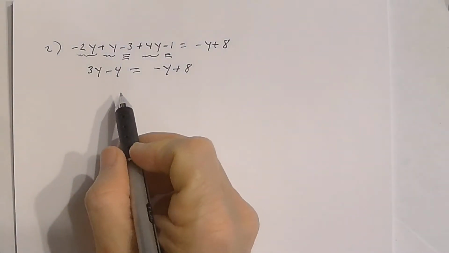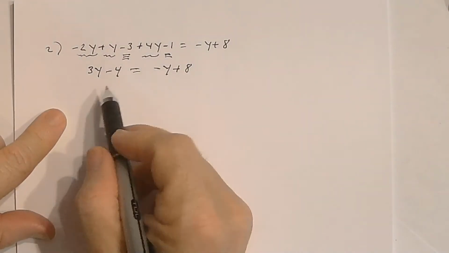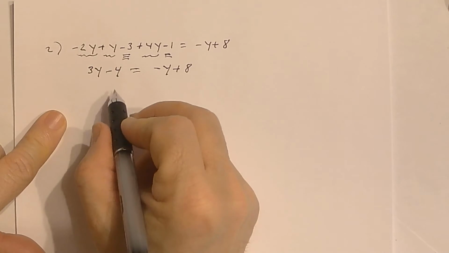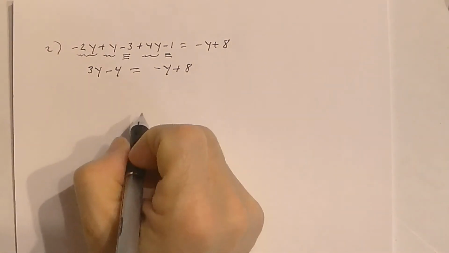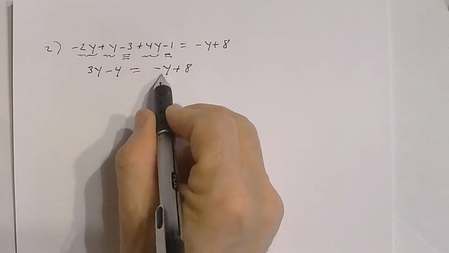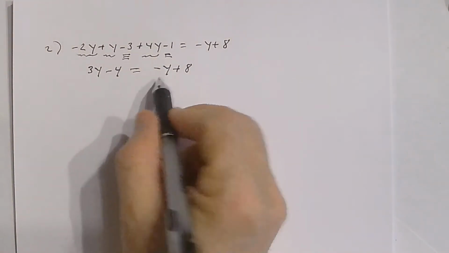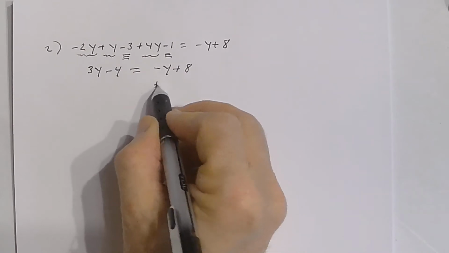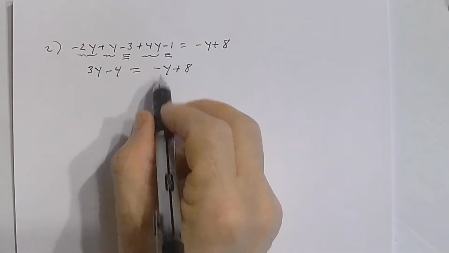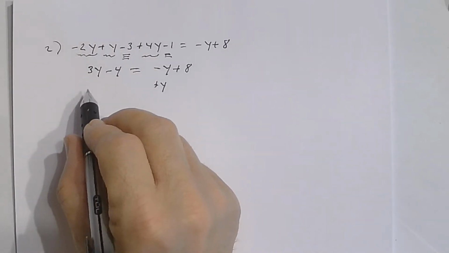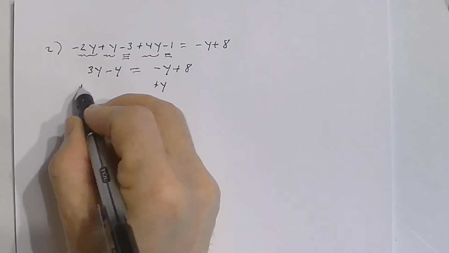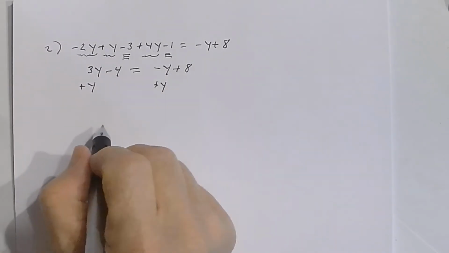Okay, so now what we want to do is we want to bring all the variables to one side, constants to the other. So let's go ahead and bring the variables to the left-hand side. So right here I have a negative y. So the opposite of a negative y is a positive y. So what I'm going to do is I'm going to add y to both sides, and then notice I'm aligning my like terms. Now what you do to one side, you have to do to the other. Okay, so you only do one thing at a time. So I'm adding y, I'm going to add y. And then let's combine like terms.